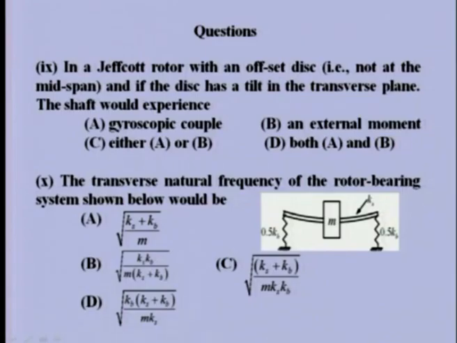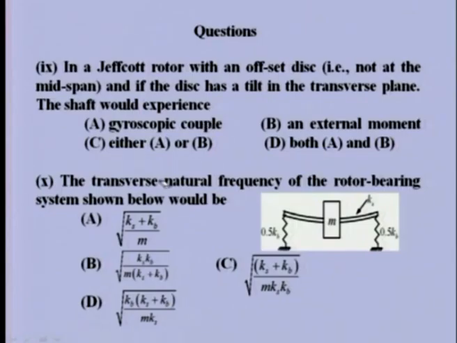Now, coming to the next question, we have already seen the Jeffcott rotor with an offset disc. If it is not at mid span, obviously we have seen that tilting of the disc takes place in the transverse plane, and this would not only exert an additional external moment, but also give a gyroscopic couple, which we will see in subsequent lectures, since this disc is spinning and is having precession about its diameter. So, gyroscopic couple would also be acting.